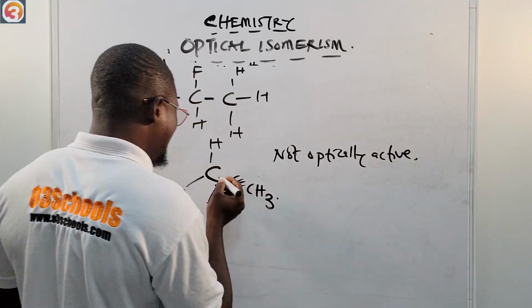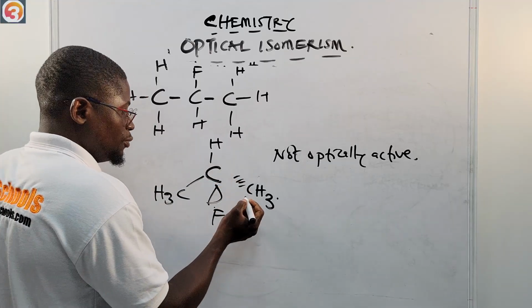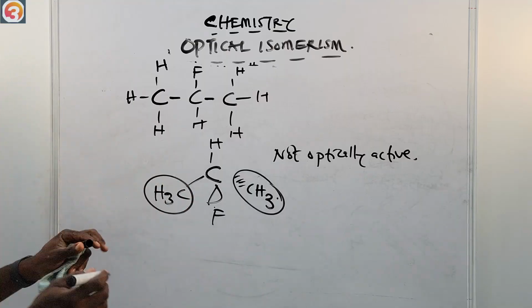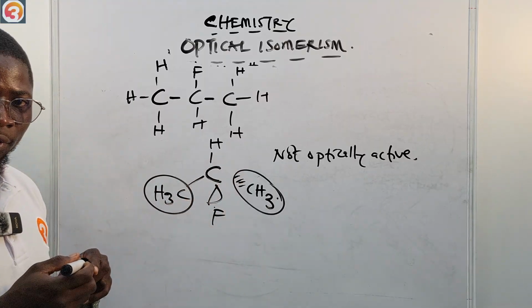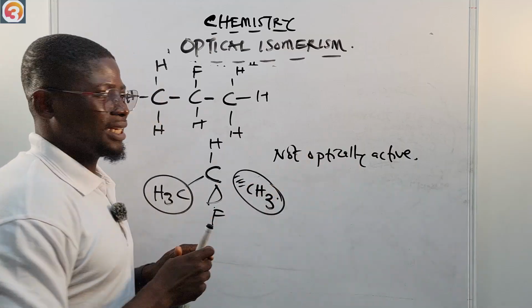Why? Because the central carbon atom here is bonded to three of the same group, not four, because this CH3 is also here. So this one is not chiral. This is not a chiral carbon. It does not have four different groups. Because of that, this is not optically active.